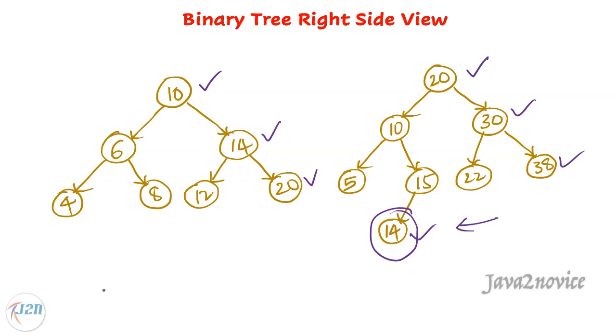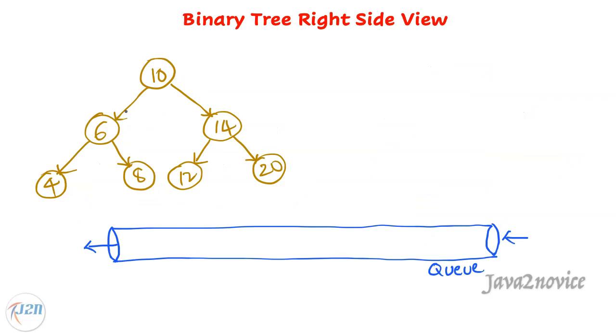We will be using level order traversal to identify right side view nodes. If you are not familiar with level order traversal, then I have included a video in the description. Please watch it. It's going to be an iterative approach. We will be using a queue here. Let's understand the approach. We will take this binary tree to walk through our approach.